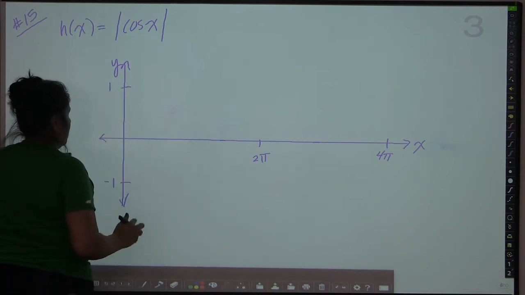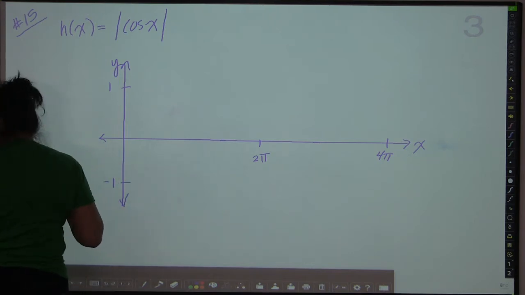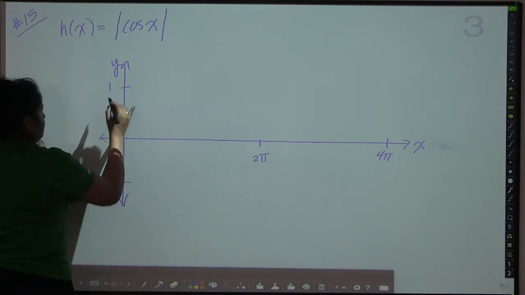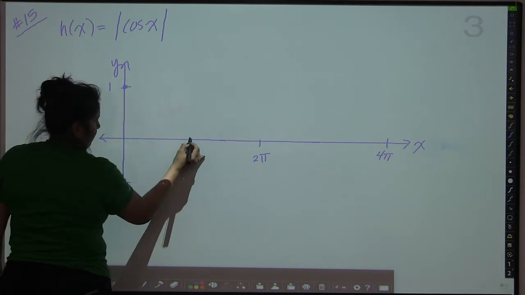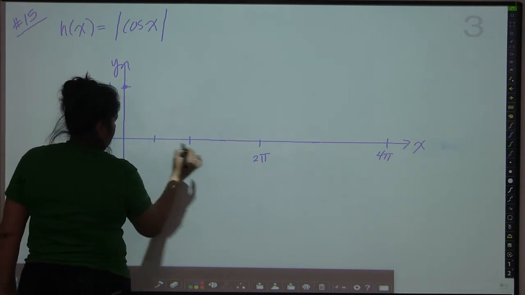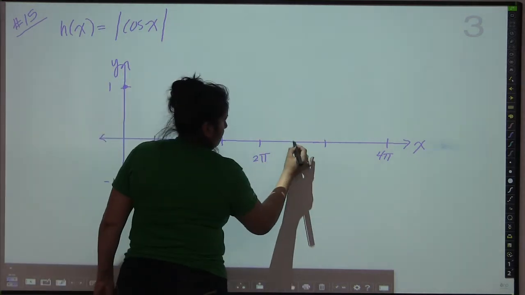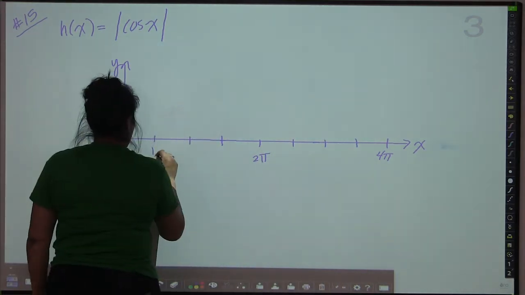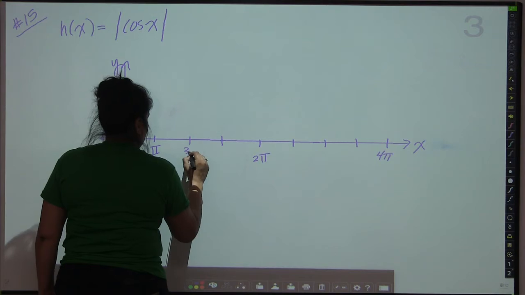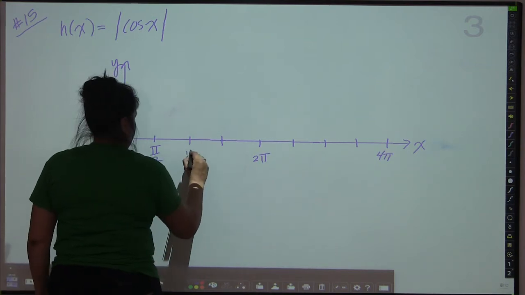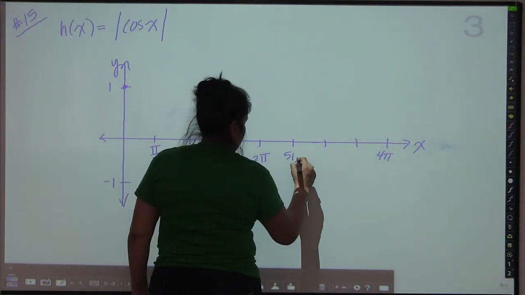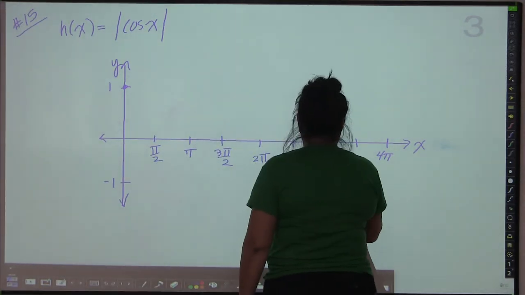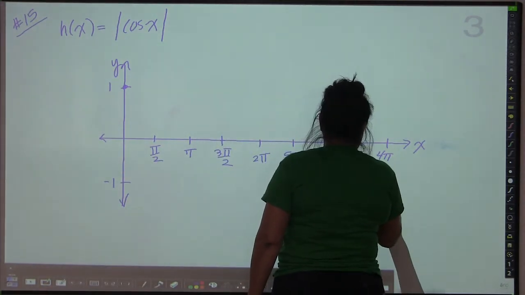But this time when you do cosine, you start at your max, and then, oh, I'm sorry, I didn't fill these in. I guess I should have done that too. So we're going to go pi over 2, pi, 3 pi over 2, 5 pi over 2, 3 pi, and 7 pi over 2.